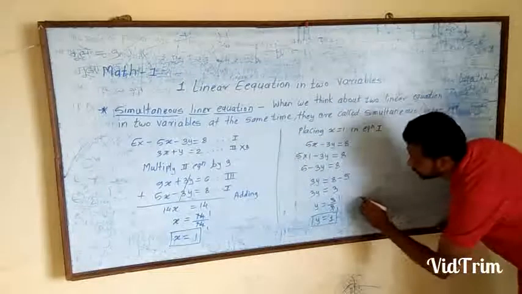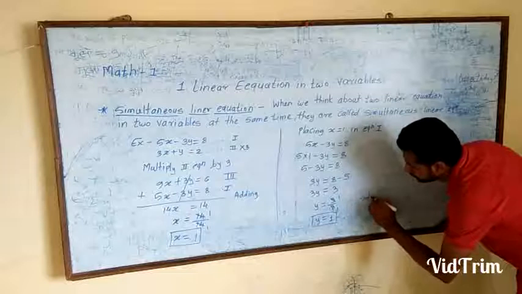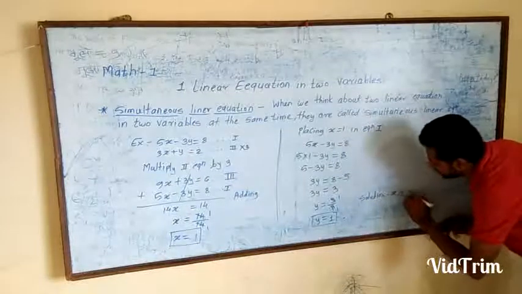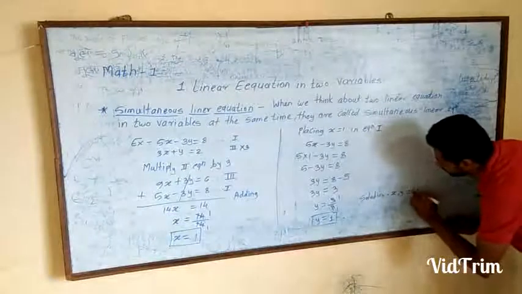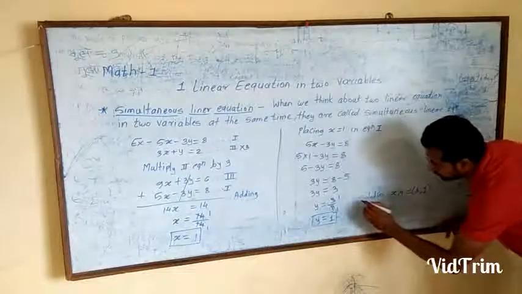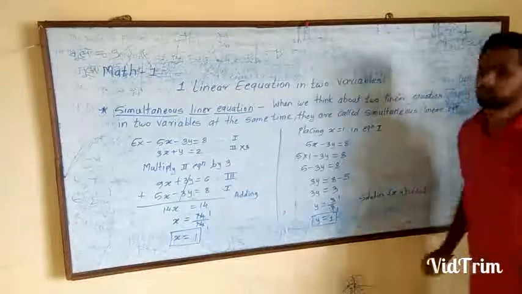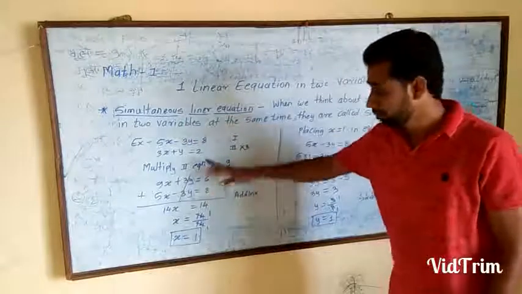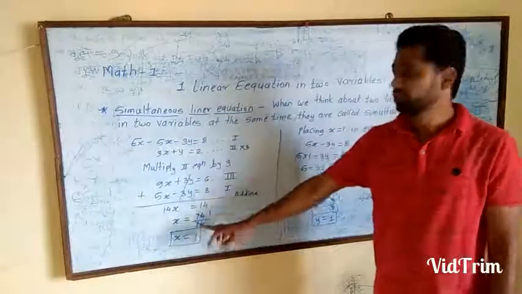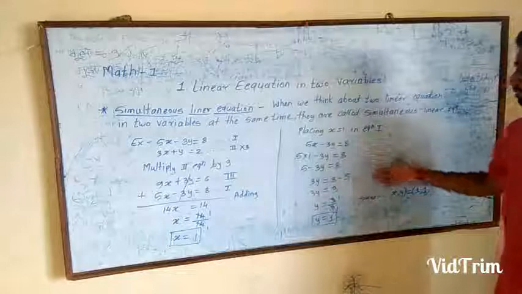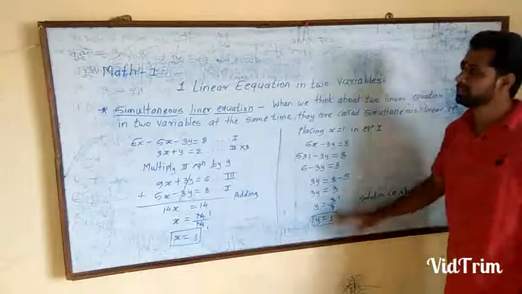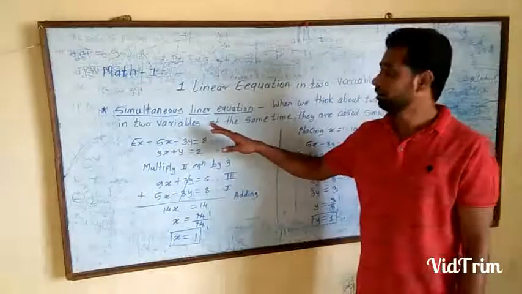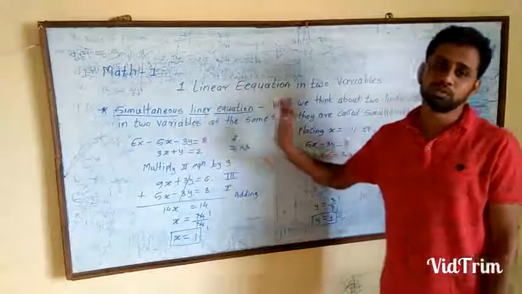And we write the solution: x and y is equal to 1 and 1. So this is the simultaneous linear equation, and by using the elimination method we can solve this type easily. After that we study practice set 1.1, how to solve these types of equations.